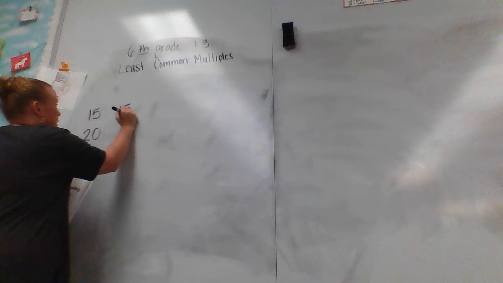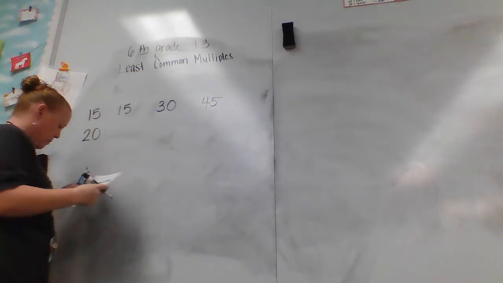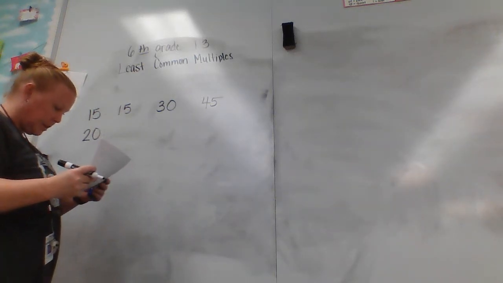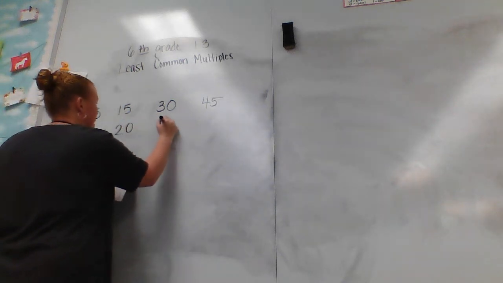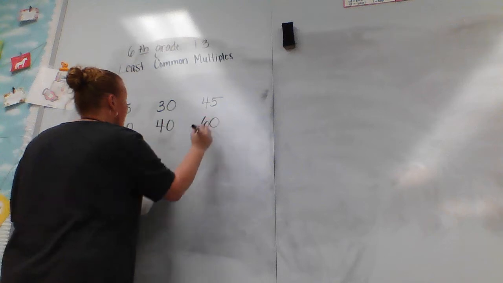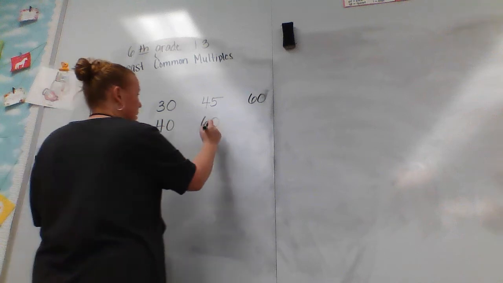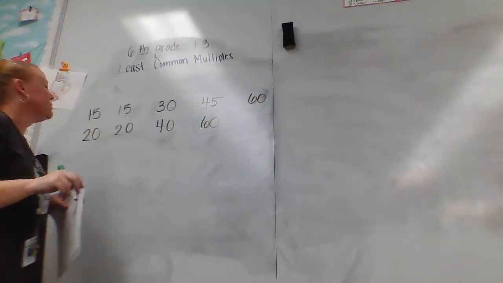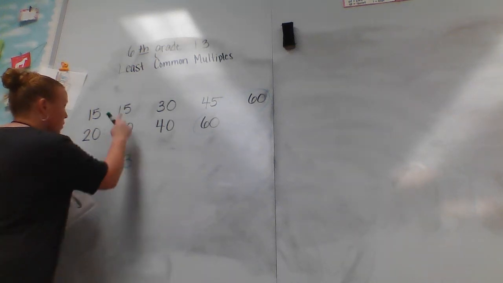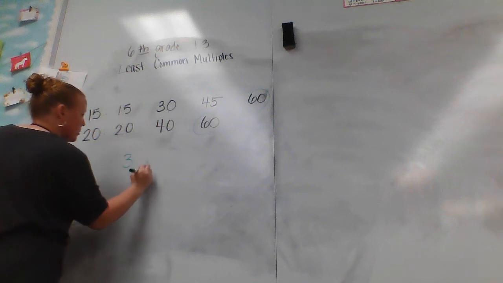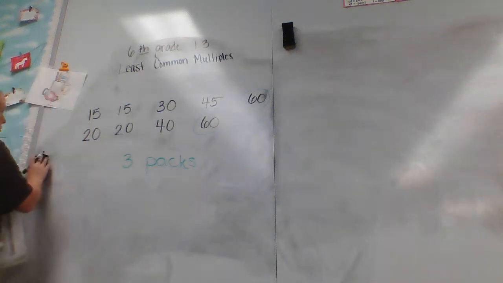Okay, so 15. I'm going to go 15. I'm going to go 30. I'm going to go 45. Okay, I'm going to go 20, 40. Gosh, I still don't have one. So I'm going to go one more on the 15, which, by the way, is 60, which gives us the least amount that we can buy. It's going to be 3 packs. There you go. 1, 2, 3 packs. Okay?